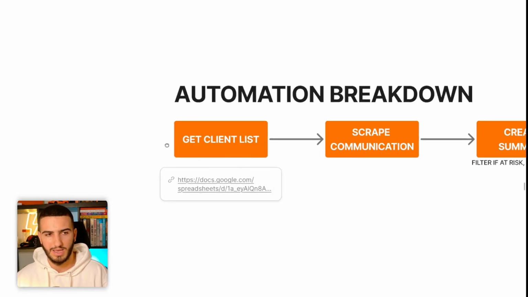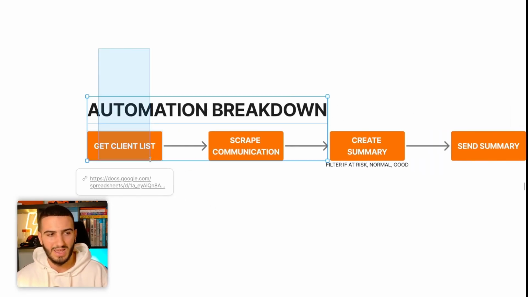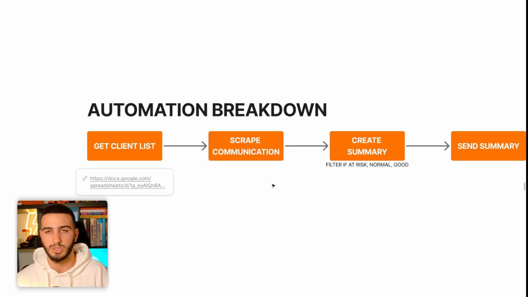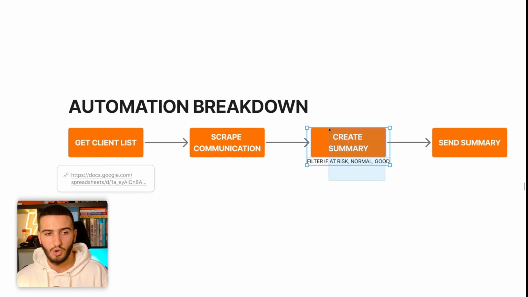So the way this automation is going to be split down is very simple, guys. It's nothing too complicated. Four main steps. First, we're going to get a client list. So this is just so we know who to scrape. Then we're going to scrape the communication. Think about communication on Slack, email, however you communicate with your clients. Then we're going to create a summary.